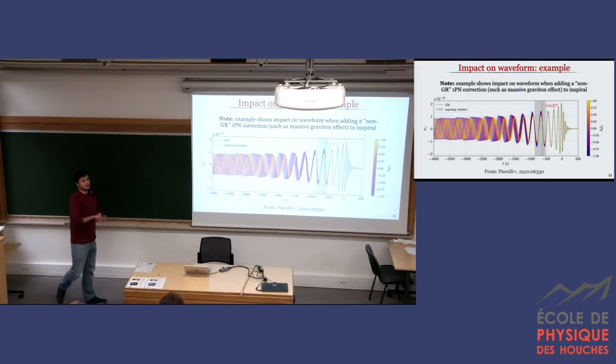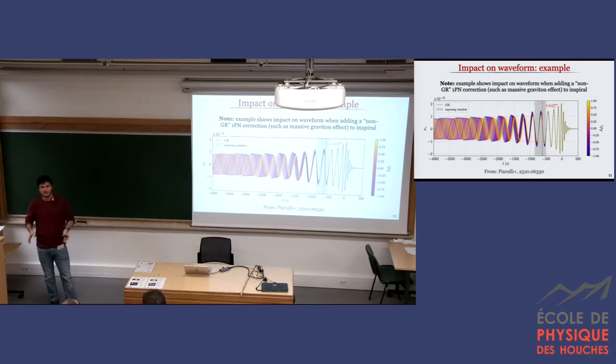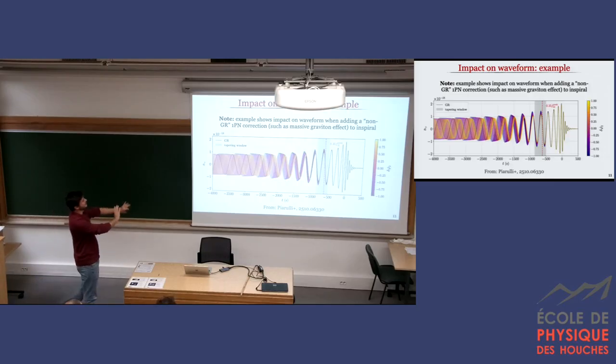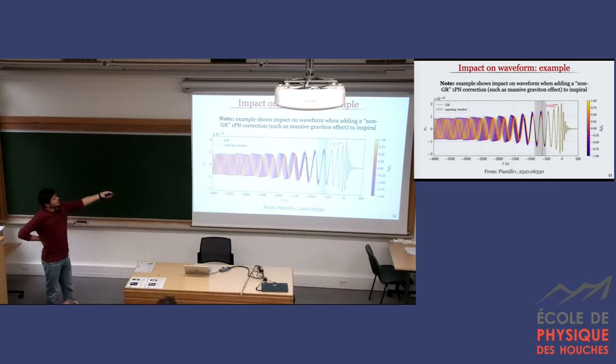To give an idea of how this modifies the waveform, I took, unfortunately, a paper from last week, which came right at the right moment because I have some plots from it that were very useful for the talk. It's not my own work; these are people at the AEI. This waveform shows an example of what happens if you add a 1 Pn correction, such as the one you'd get from the massive graviton. It modifies the inspiral of the waveform that you will see in your detector, in this case h+.